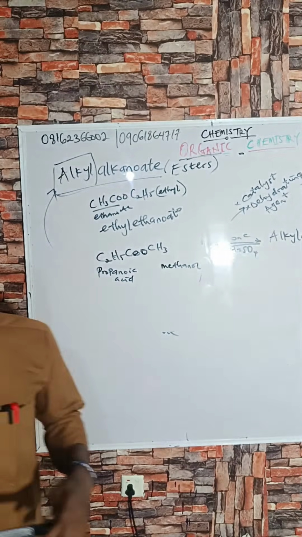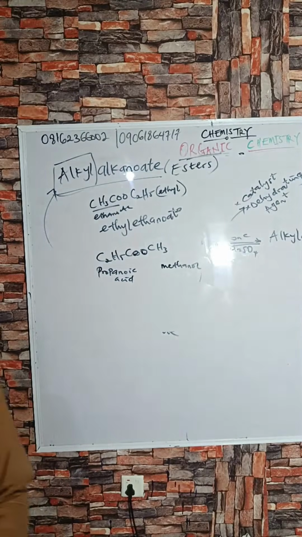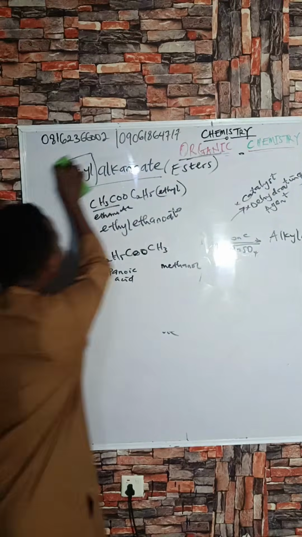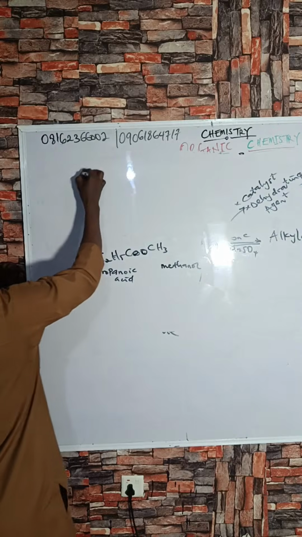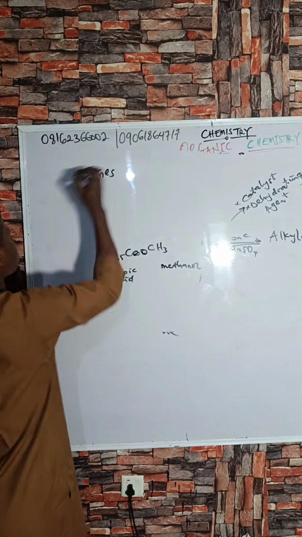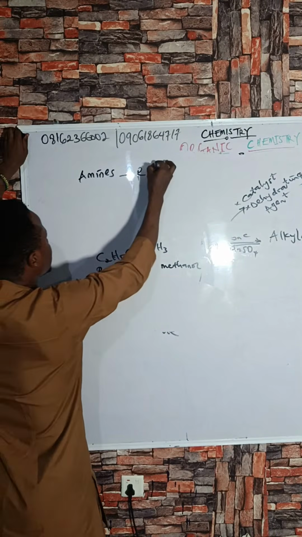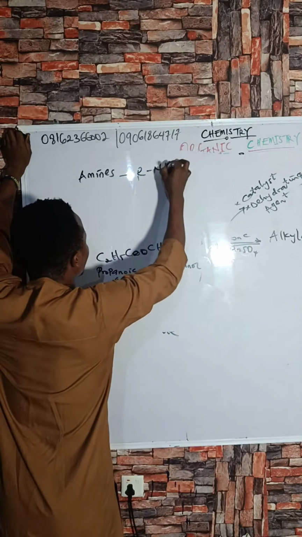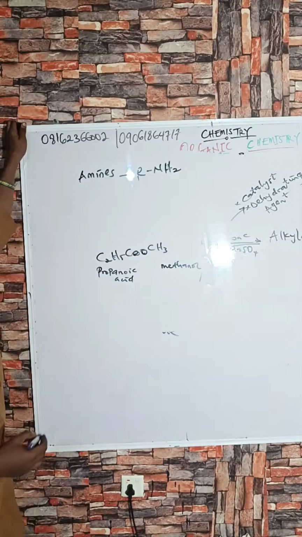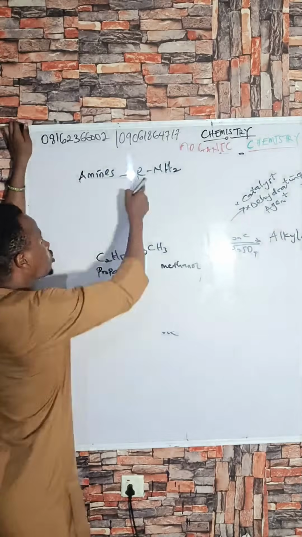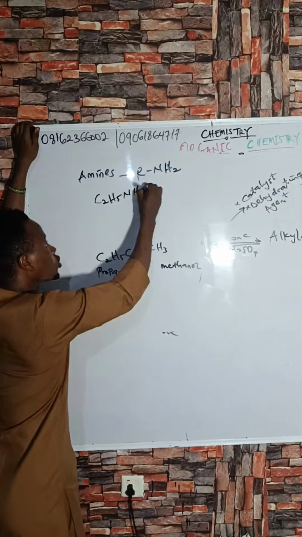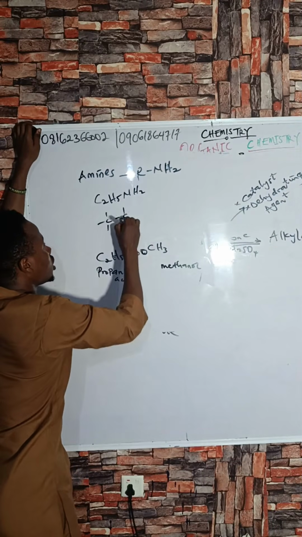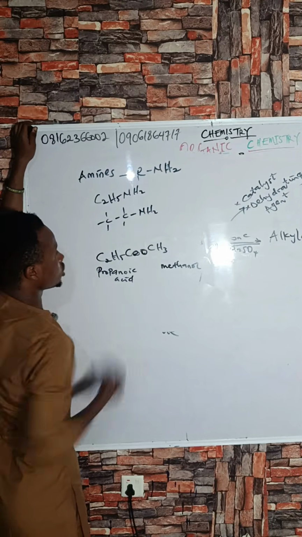Now, the final two functional groups left that we want to talk about are amines and amides. Amines, we represent them as RNH2. All right. So your R, let's say I'm using C2H5NH2. So when I draw that, I'm going to have C2H5NH2. This is how to draw.